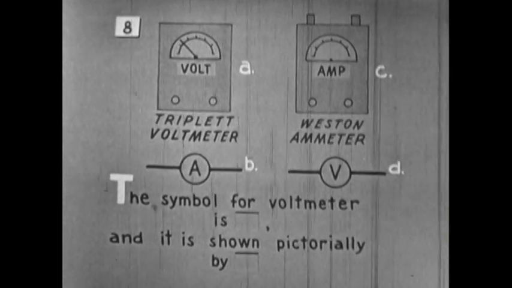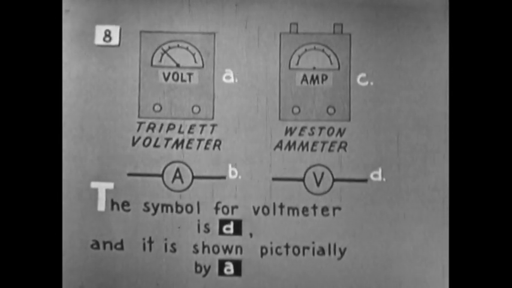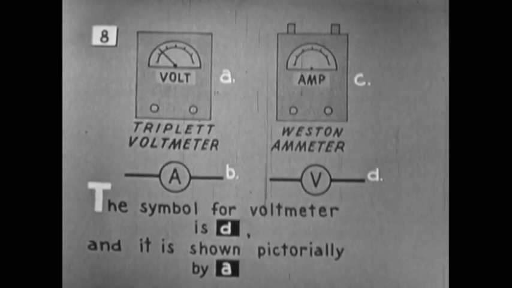Now, give number 8 a try. D is correct for the symbol, and A for the picture of a voltmeter.